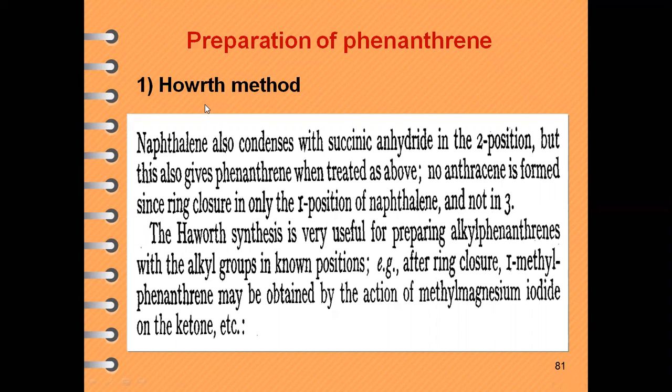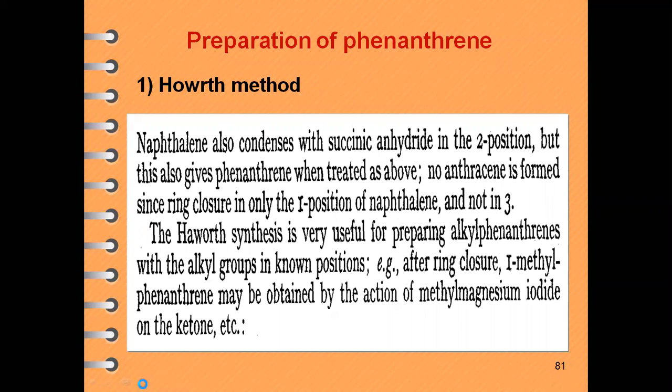So the first method for the synthesis of phenanthrene is by using naphthalene. It is very useful for the preparation of alkyl phenanthrene. So this method is used for the synthesis of phenanthrene and also for the synthesis of alkyl phenanthrene, with the alkyl group in a known position. After ring closure, 1-methyl phenanthrene may be obtained by the action of methyl magnesium iodide on the ketone.